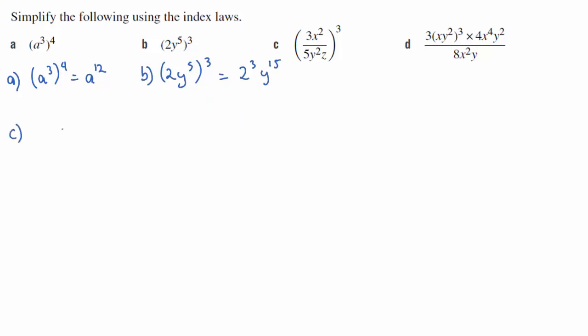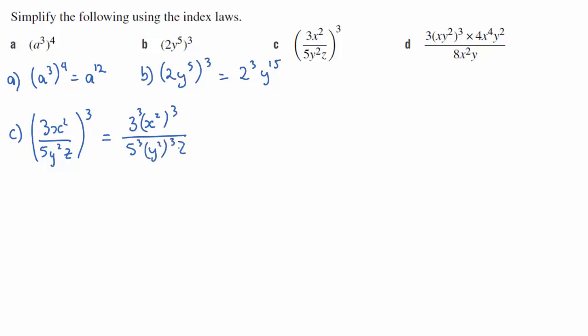In our third example, we have 3x squared over 5y squared times z all to the power of 3. Here we're applying index law 3 and 4, so the power of 3 is applied across all the bases. So we have 3 to the power of 3 times x squared to the power of 3, and that's all over 5 to the power of 3 times y squared to the power of 3 times z to the power of 3. So 3 cubed is 27.